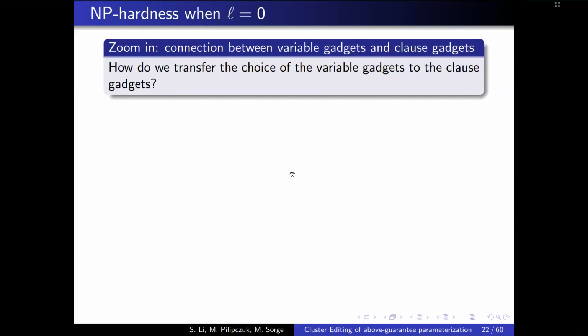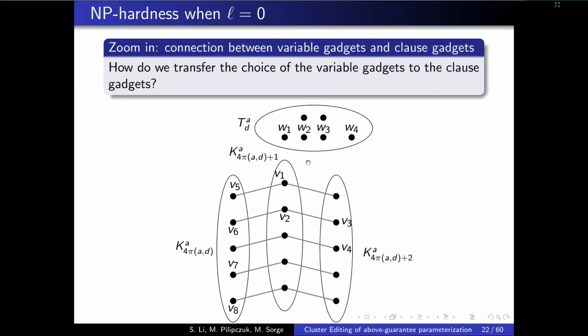So let's go to the details of the connection between variable gadgets and the clause gadgets. In this picture, the bottom part represents part of the variable gadgets, and the top part is a clique in the clause gadget.